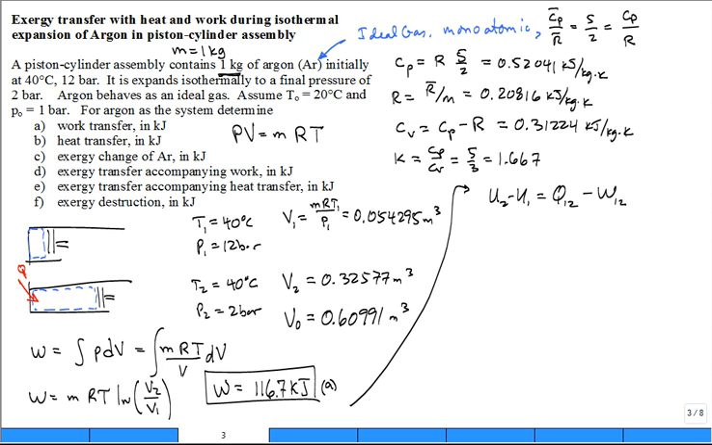Information out of chapter 3. It's ideal gas. There's a couple things you recall about ideal gas. PV is equal to mRT. U is a function of temperature only, and enthalpy is a function of temperature only.